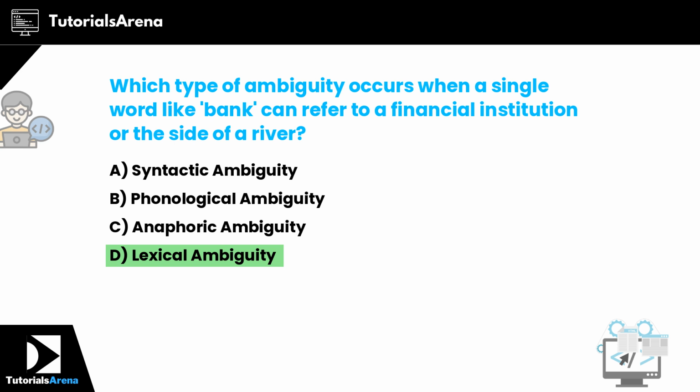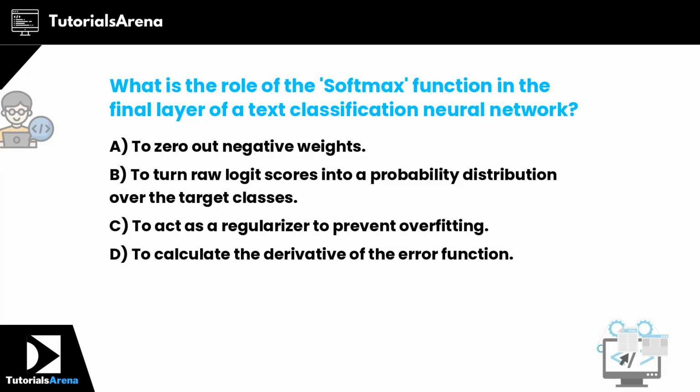The correct answer is option D, lexical ambiguity. What is the role of the softmax function in the final layer of a text classification neural network?